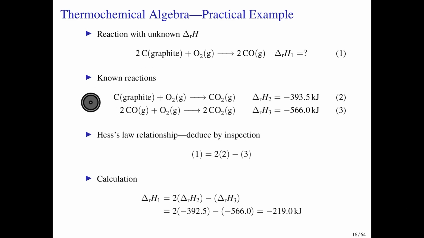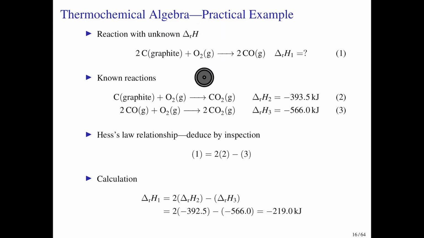And in the known reaction, I only have a stoichiometric factor of 1. So what I'm going to do is say that reaction 1 is going to be 2 times reaction 2. And that's going to give me the graphite that I want with the correct stoichiometric coefficient. But we're not done yet. We also need to make sure that we get the other species that we want.